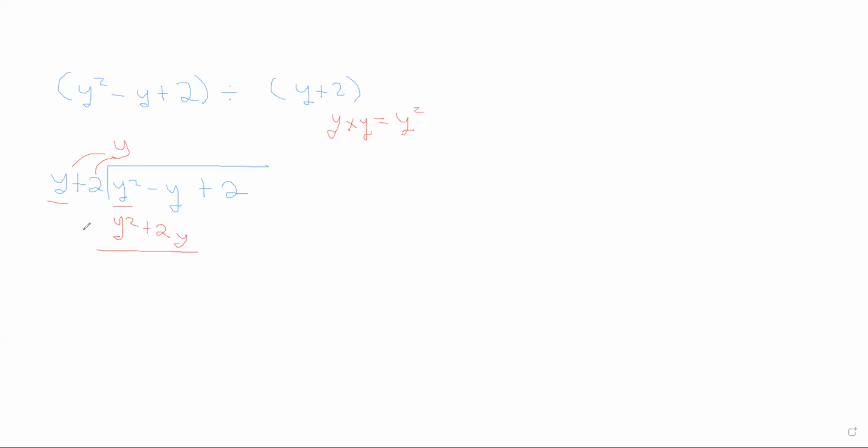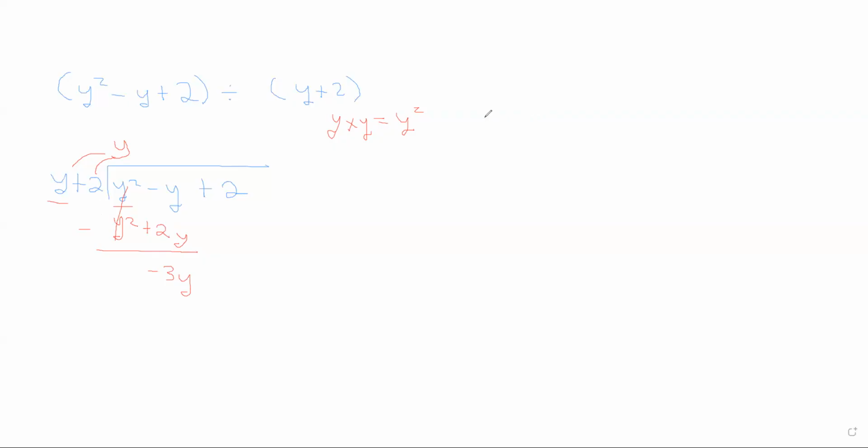And here's how we're going to do it. We're going to subtract it, just like regular division. So these are going to cancel. And if we subtract it, we're going to get, not y, sorry, we're going to get negative 3y, because negative y minus 2y is negative 3y.